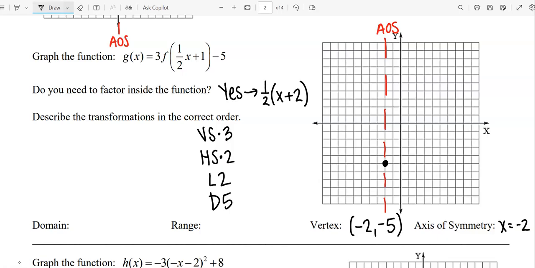My next point on my parent function was 1, 1. I'll show you the path up here, and then I'll erase all the points that are not supposed to be there. But you start at 1, 1. If you vertically stretch that by 3, you're going to go up to 1, 3. And then if you horizontally stretch that by 2, you're going to go to the right 1 to make that horizontal distance 2. So 2, 3. And then you move left 2, so you're at 0, 3. And then you move down 5, so you're at 0, -2.